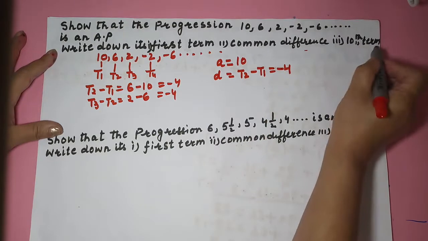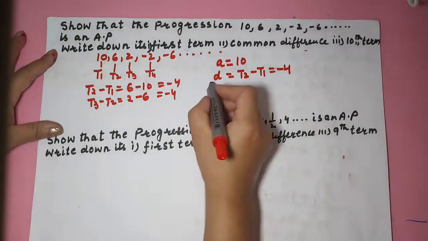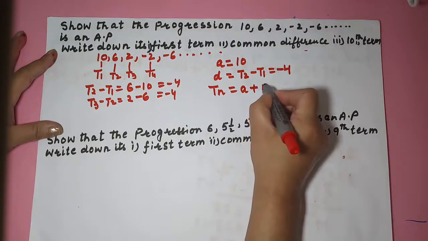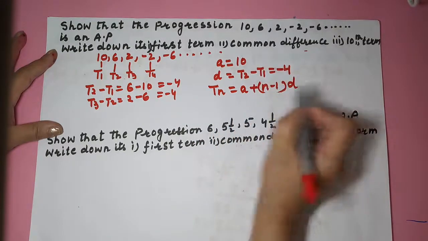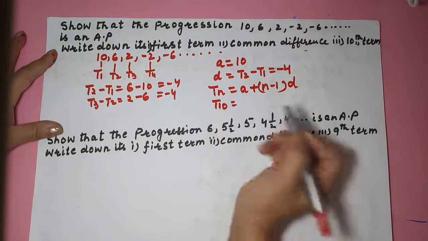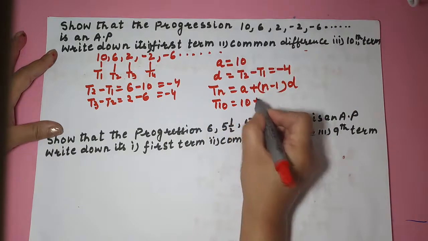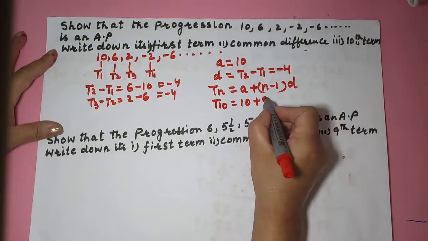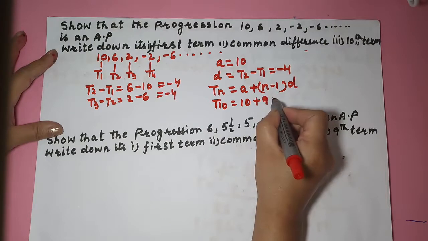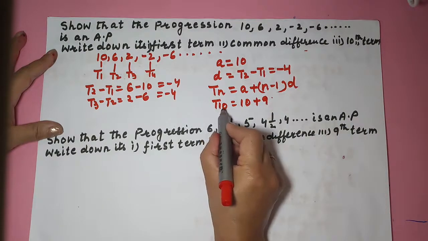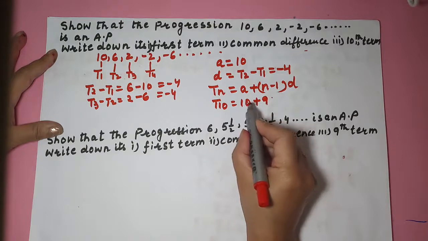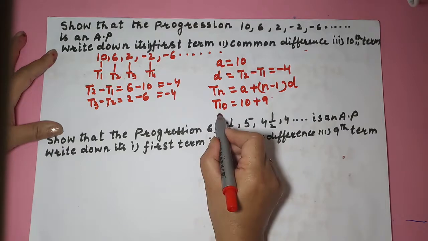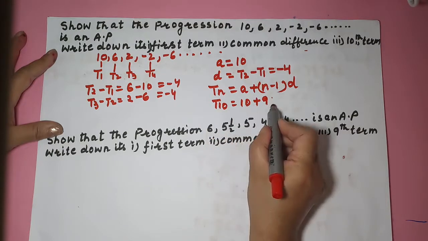And then he wants us to calculate the 10th term. Now what is the general term? We have discussed Tn is equal to A plus n minus 1 into D. So what will be my 10th term here? A I know is 10 plus, see, if this is 10, this is n minus 1. So obviously this becomes 9d. If you have to find the 11th term, you should directly write A plus 10d. If you have to find the 12th term, you should directly write A plus 11d.